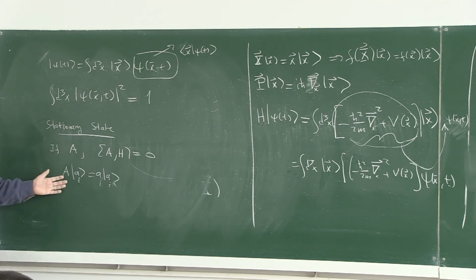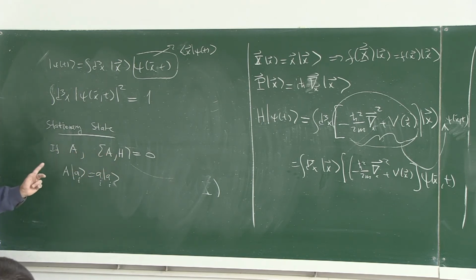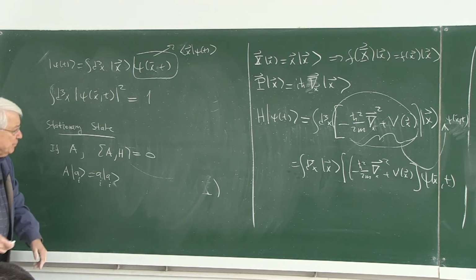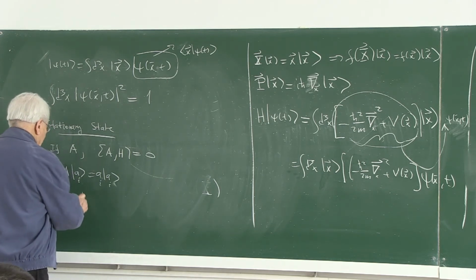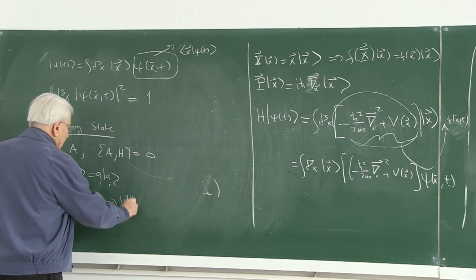So when you have such a thing, then what is the physical outcome which comes out of these two statements? They should have a common set of eigenvectors, and this is the eigenvalue equation for the A. Then we say A and H will have a common set of eigenvectors.